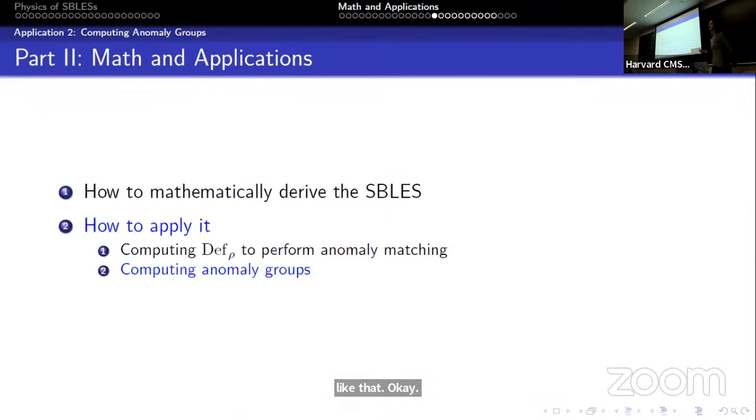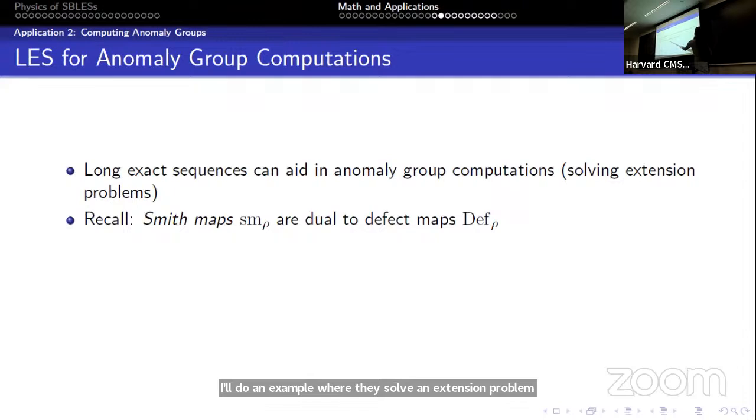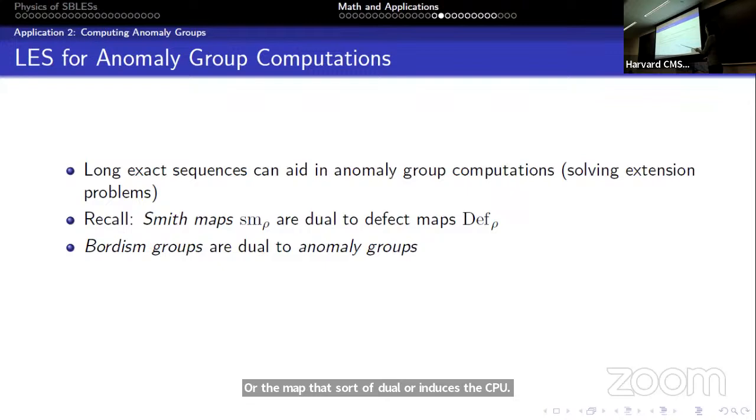So let's look at the second application of computing anomaly groups, or dually computing bordism groups, which is of independent interest. Long exact sequences can aid in anomaly group computations. Specifically, I'll do an example where they solve an extension problem for us. I'm going to use the word Smith map for the map that induces the defect map. Similarly, bordism groups are dual to anomaly groups, so I might use the word bordism instead for the rest of this discussion.